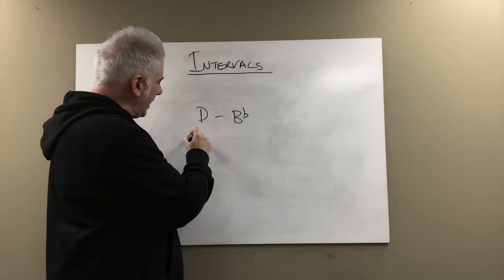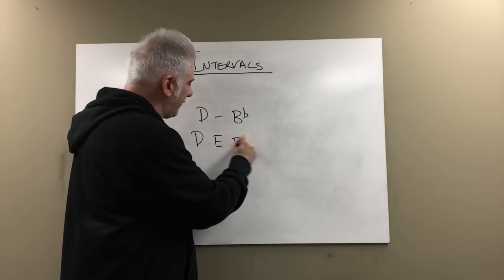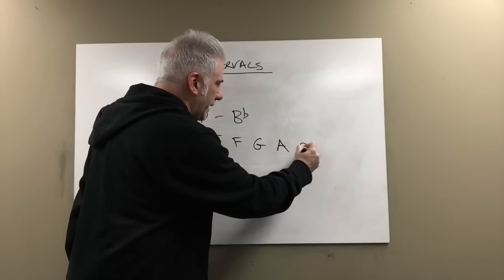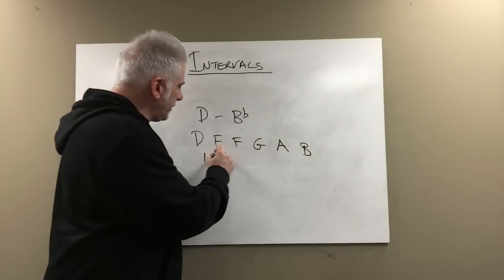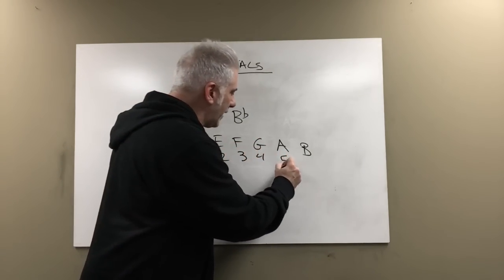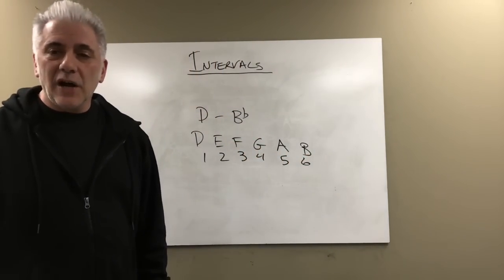We're going to write the letter names in D, E, F, G, A, B. Okay, those are letter names. I'm not worried about the B flat. 1, 2, 3, 4, 5, 6. So it's some type of 6.